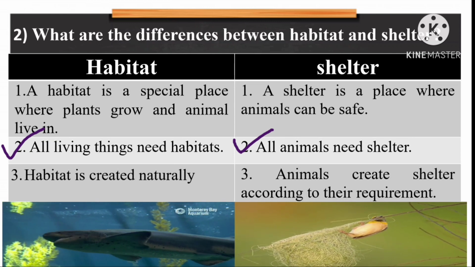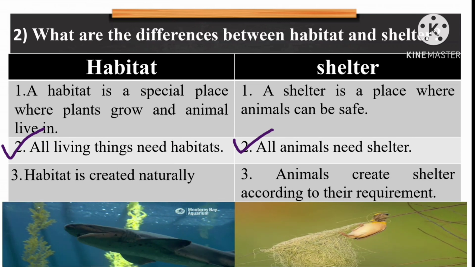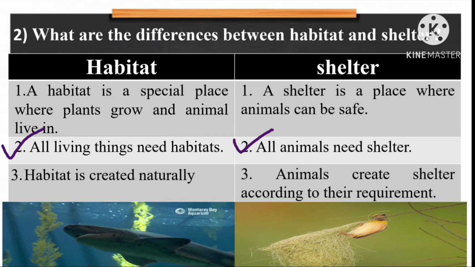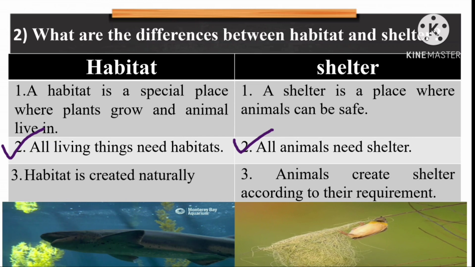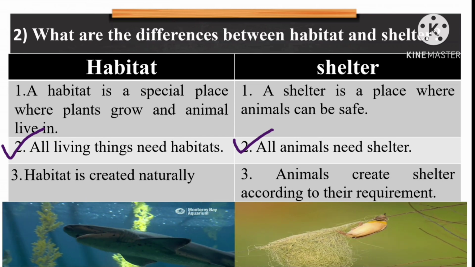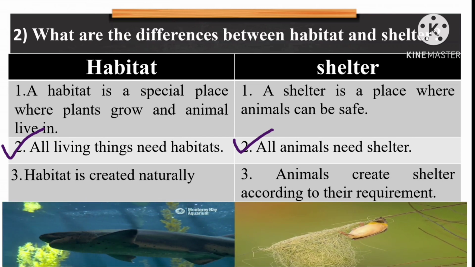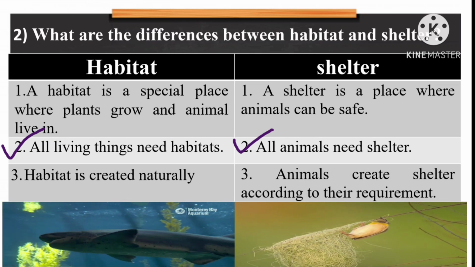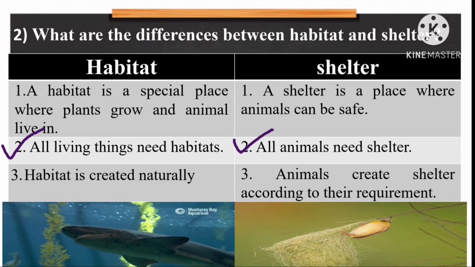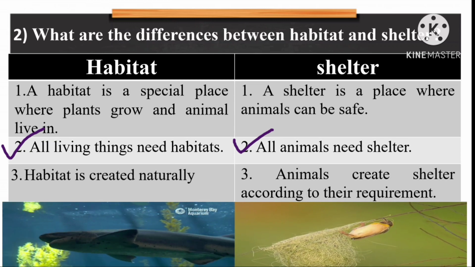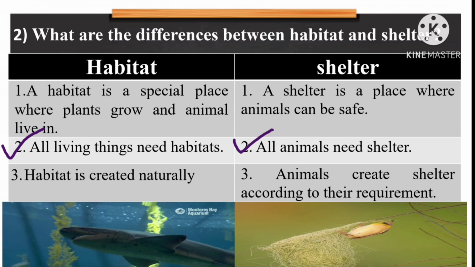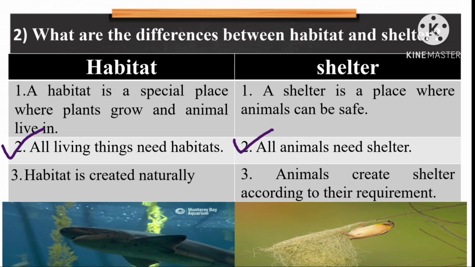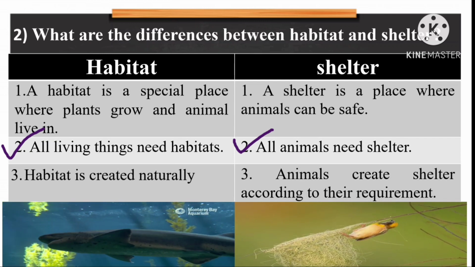When we talk about a shelter, it is made by the animal. So animals need a shelter, and every living thing, meaning the things which are alive, needs a habitat, a special place to grow, and animals need a special place to live. So every habitat is needed by all living things, and every animal needs a shelter to feel protected.